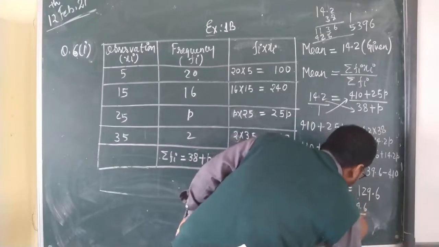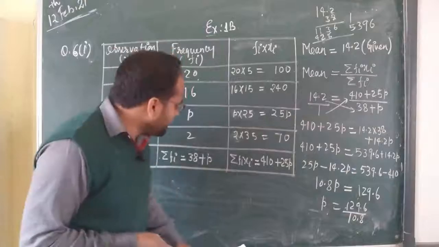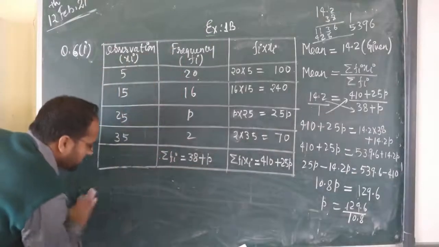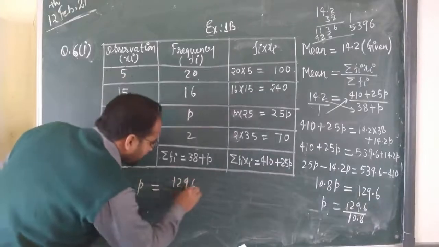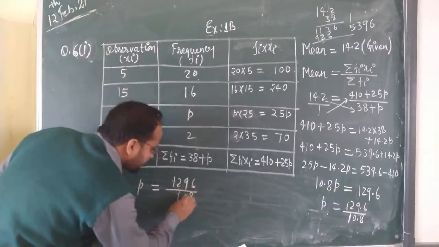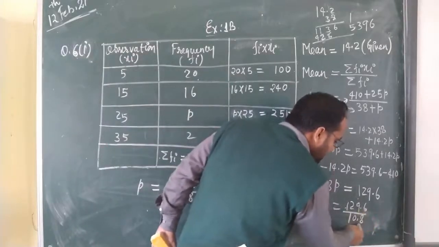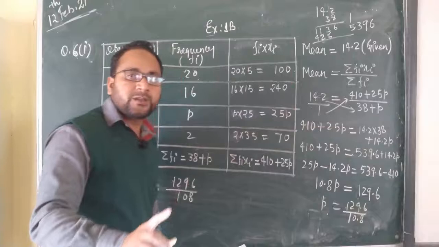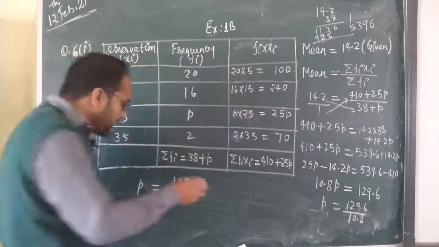Then p is equal to 129.6 upon 10.8. So students, both have the same decimal places, so in division, remove the decimal points. So p is equal to 1296 upon 108. In the numerator it has one decimal place, in the denominator it also has one decimal place, so remove it and write 1296 upon 108.